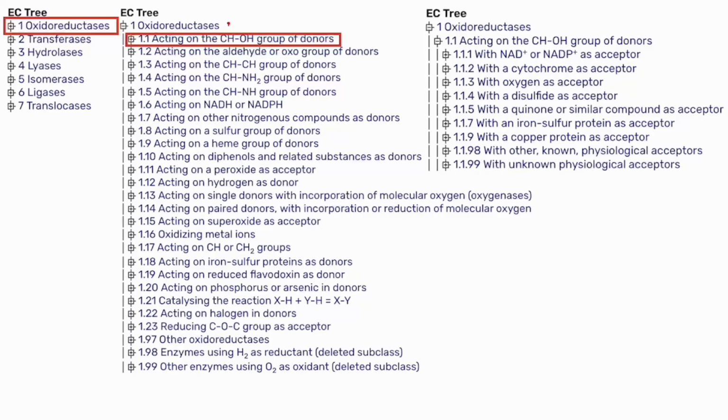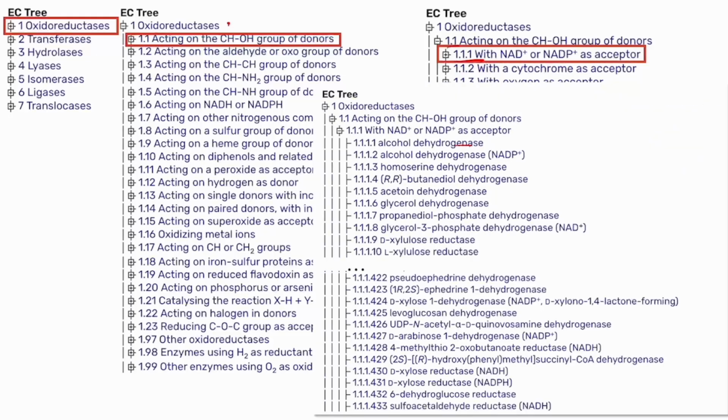You can then go to the next tier. So I just clicked on 1.1. Now I'm here, 1.1, and then look at 1.11. This one specifically has NAD+ or NADP+ as an acceptor. This one down here, 1.1.9, uses a copper protein as an acceptor. So we're starting to get more granularity into the sort of redox reaction that's being catalyzed.